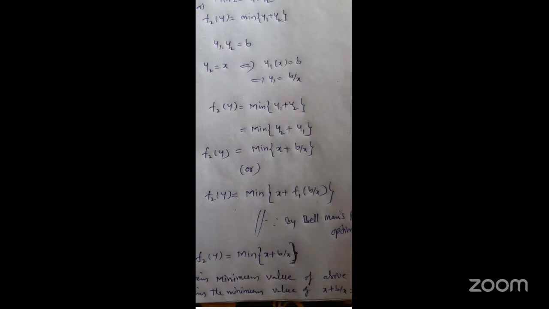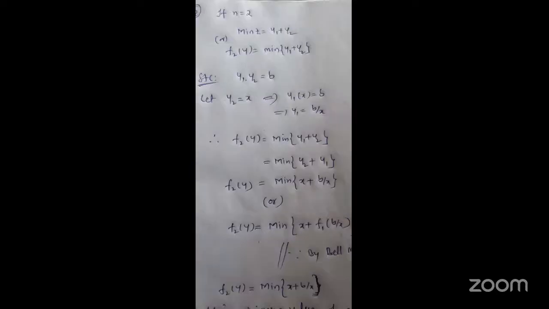T of x comma dn is the transfer function. So the function is going to transform from where to where? f1 of y is b. It is going to transform from b to b by x, because I got y1 as b by x. Therefore, f2 of y equal to minimum of x plus f1 of b by x. From which condition did I write it like this? By Bellman's principle of optimality. That is, f2 of y equal to minimum of x plus b by x.